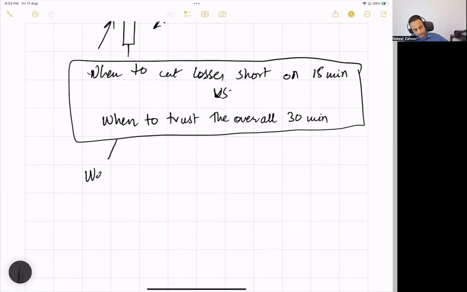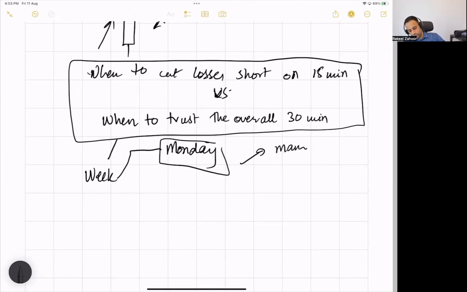Let's say your week starts. You're on Monday, and a candle closes against you. So you manage risk. Then you go on Tuesday.